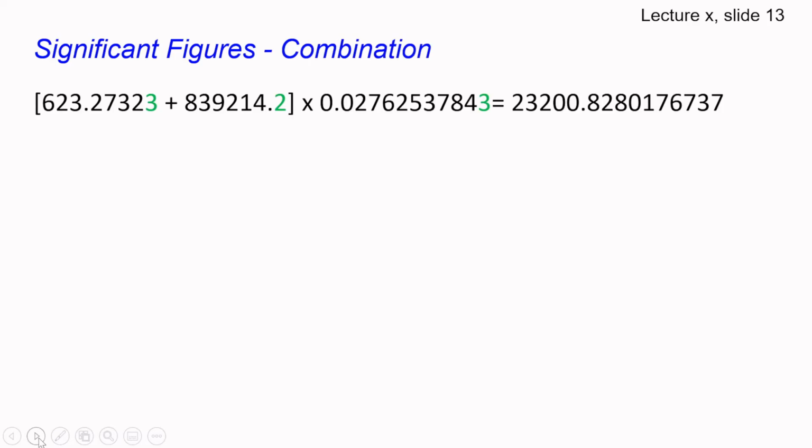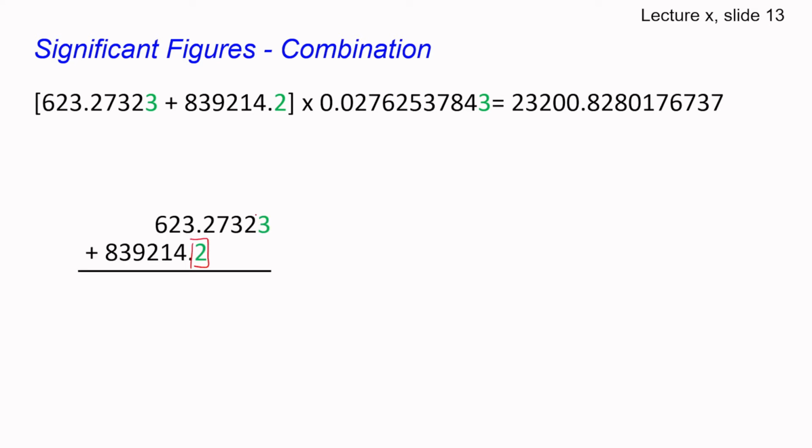What about combinations, nested operations? Well, we do PEMDAS: parentheses, exponents, multiplication, division, addition, subtraction. So we have parentheses here. We'll do that one first, then we'll do the multiplication, and then we'll look at our answer. So at each step, we just continue those rules. The first one is an addition between these two. So here's our addition. And once again, we look at our largest uncertainty. And of course, it's going to be this 2 right there.